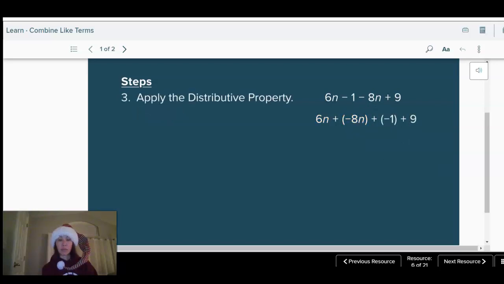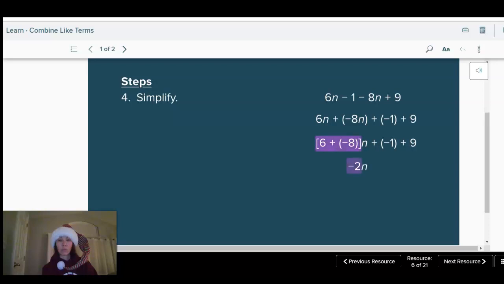Next, apply the distributive property to the like terms with variables. Now simplify. Add within the brackets to find the coefficient of the variable term. Then add the constant terms. The expression is now simplified.